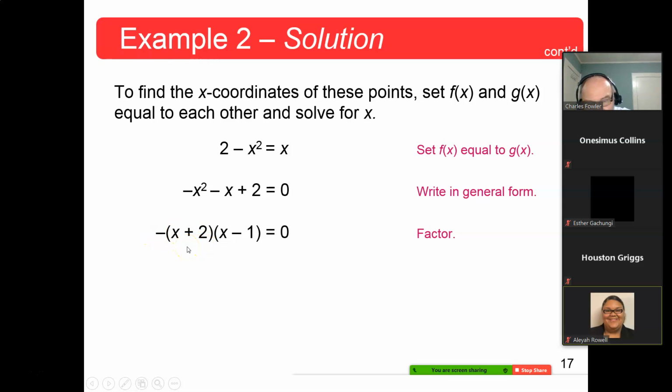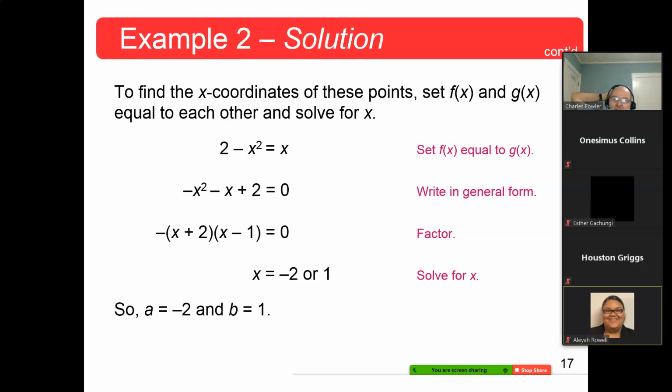And this gives you -1 is never 0. This would give you x equal -2. This would give you x equal +1. Same answers we got, -2 and +1. So there are 2 points of intersection. Now, so the a here is -2, the b is +1.